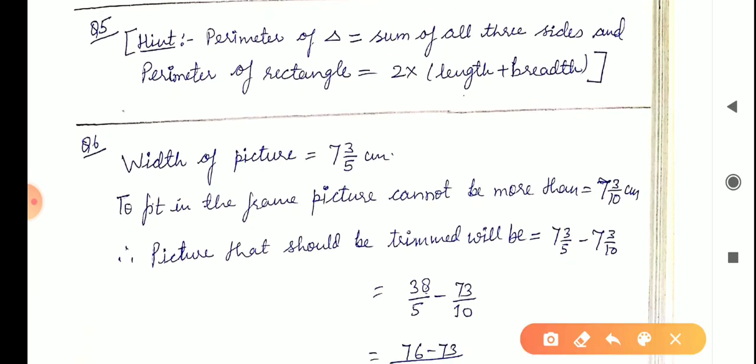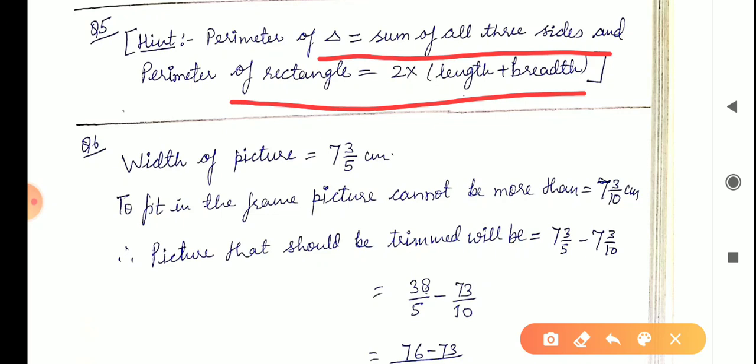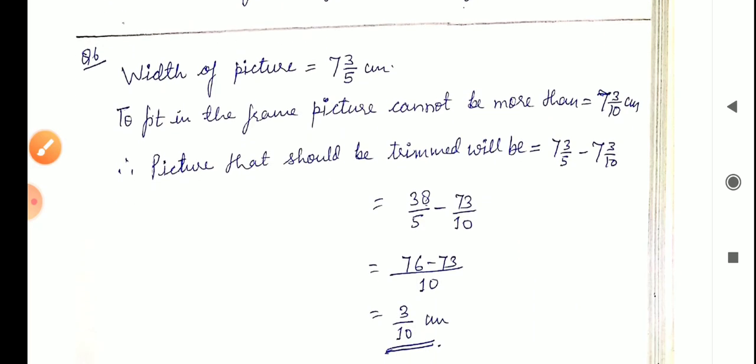Now come to question number 5. The figure is given. From the figure, we need to find the perimeter of the triangle and the perimeter of the rectangle, and then we have to compare which one is greater. In the triangle, sum up all the three sides. Since all are of the same unit, that is centimeter, there is no need to convert into a different unit. Similarly, in the case of the rectangle also, you need to find the perimeter as we have done in the previous question, and then compare the perimeters.